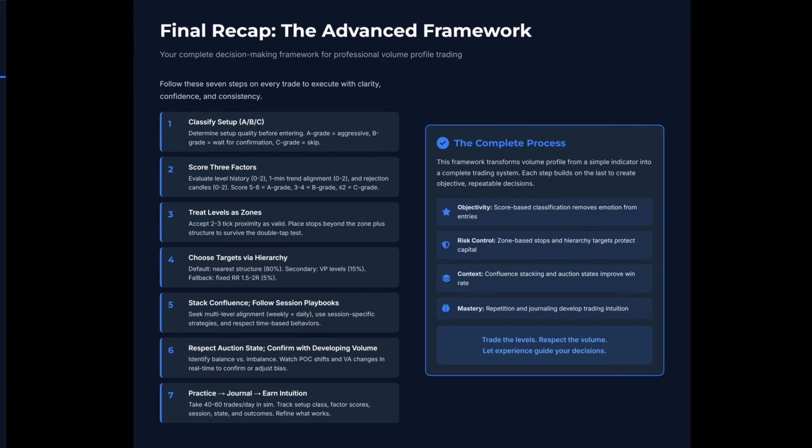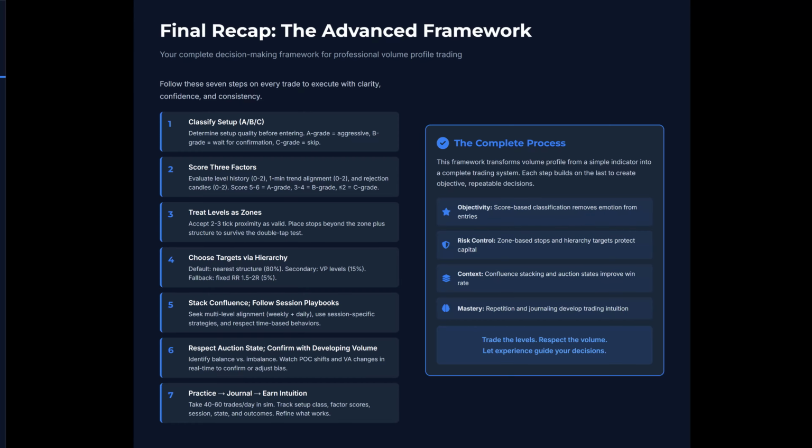Step 2. Score 3 factors. Use the scoring matrix we covered earlier. Evaluate level history on a scale of 0 to 2. Score 2 if the level is pristine with strong historical reactions. Score 1 if the level showed mixed or moderate reactions. Score 0 if the level is weak or untested.